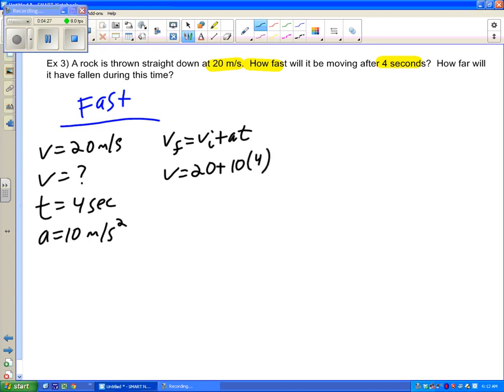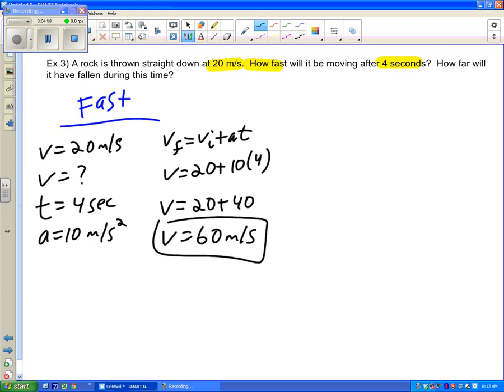You'll see that vi is 20. Vi is not 0. And that is because we're not just dropping it. It's not just starting from 0 and then falling. It is being thrown down. So our starting speed is 20. As soon as gravity grabs onto it, the ball is already moving at 20. So that's why that 20 is there. So we have v equals 20 plus 40, which is 60 meters per second.